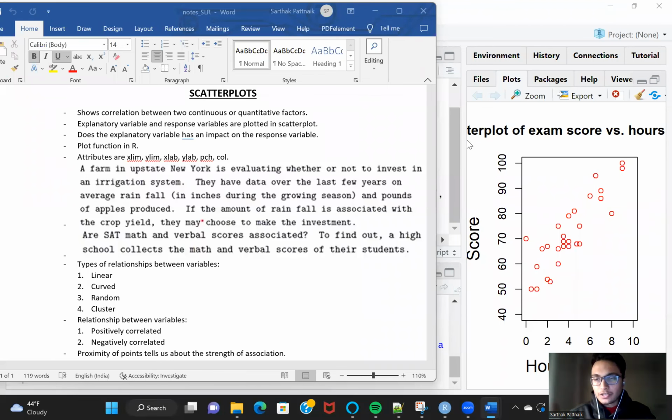And welcome back to another video. In this video, we'll be starting our discussion on linear regression. And the first topic in linear regression is scatterplots. So essentially what scatterplots are.